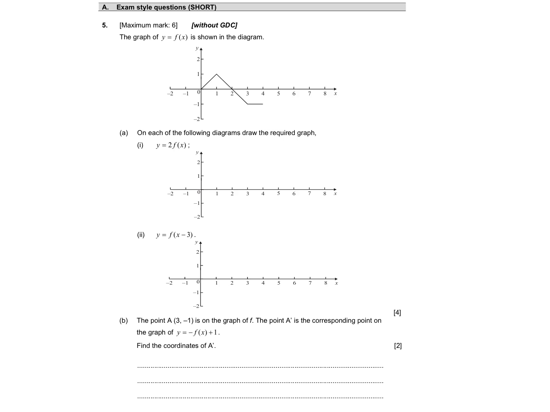Okay, the graph of f at x is shown. On each of the following diagrams, draw the required graph. So this is where we're going to multiply the y coordinates by 2, because it's outside the function. So 0, 0 stays.